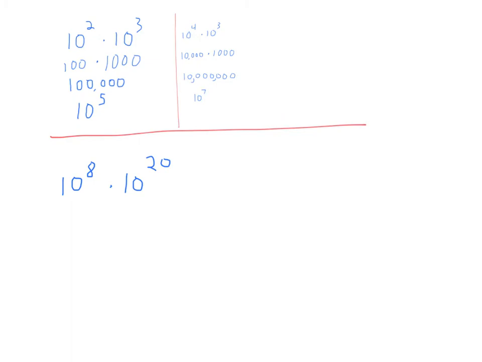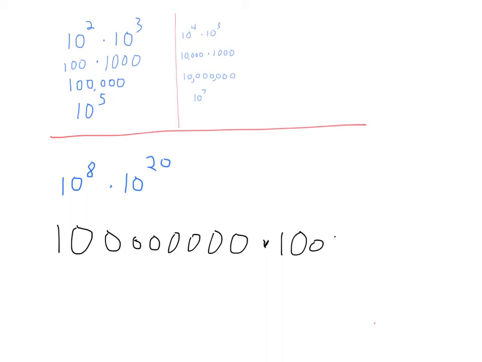Let's look at a much more difficult one though. 10 to the 2nd times 10 to the 3rd and 10 to the 4th times 10 to the 3rd are really easy. But what if I get some big numbers like 10 to the 8th times 10 to the 20th? I might not actually want to write out 10 eight times, times 10 twenty times. That's really obnoxious to write.